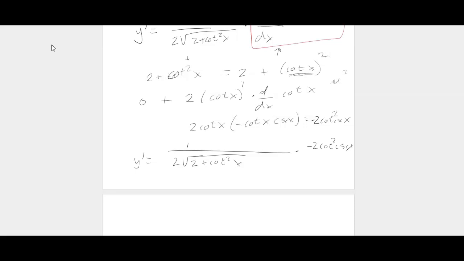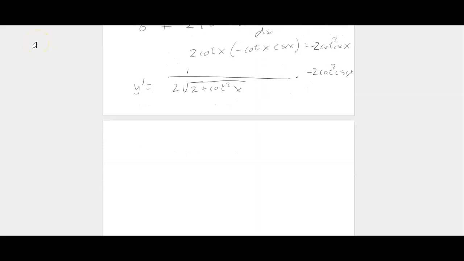So I'm going to be able to reduce the 2's, and I can't reduce anything else. You can't cross out a cotangent squared with a cotangent squared, because this isn't a square root. It's in a sum. It's not a factor. You can't do that. But you don't have to simplify in MyMathLab.